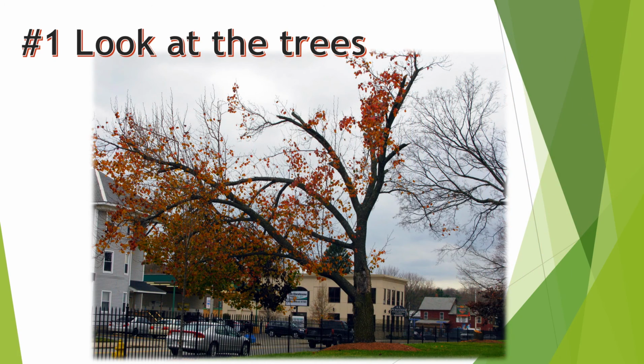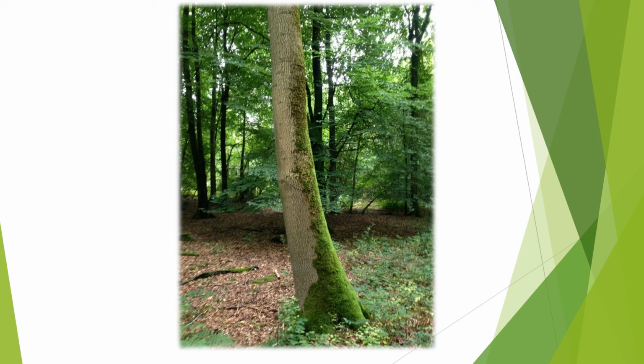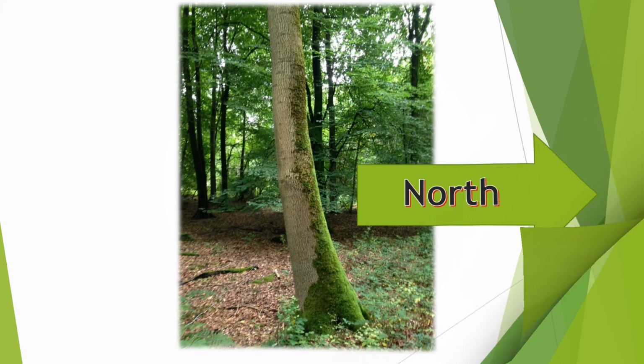First, look at the trees. Trees can show you which direction you're walking in. Trees closer to the north have fewer branches. There we go. And then, step 2. Also, moss is thicker on the north side of the tree. Moss grows well in shadowy, dark places. So the north side of a tree is the best place for it to grow.